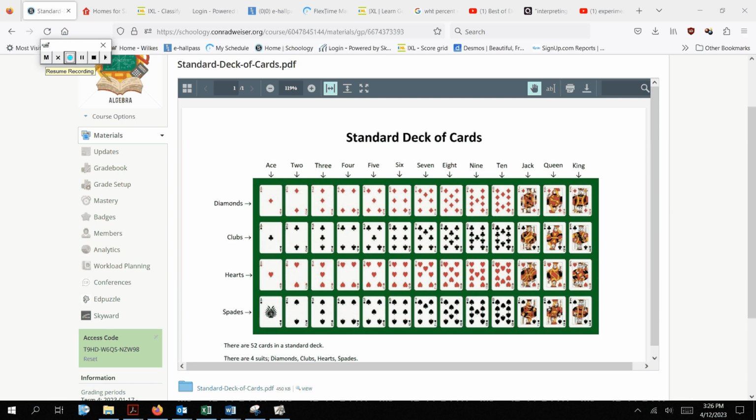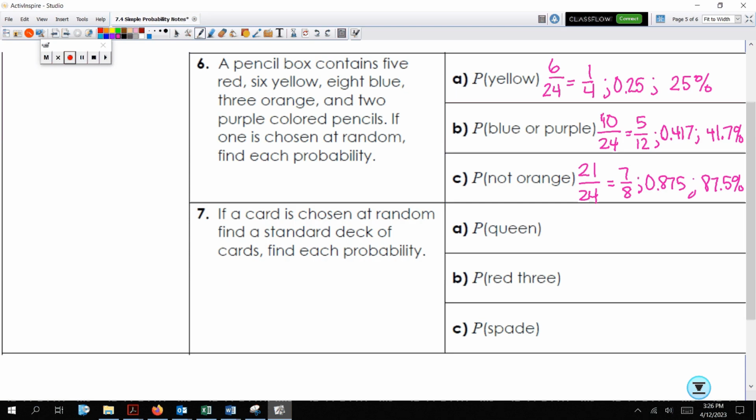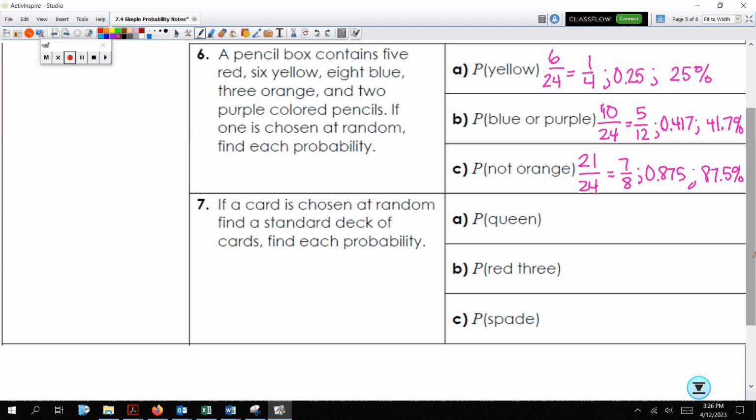All right, see this graphic here? This is a standard deck of cards. There's 52 total cards. There's 4 different suits. So if you need that as a reference so that you can complete this work, then you're more than welcome to do that, but you can follow what I'm doing. All right, the probability of choosing a queen. There are 4 queens out of 52, which gives us 1/13.